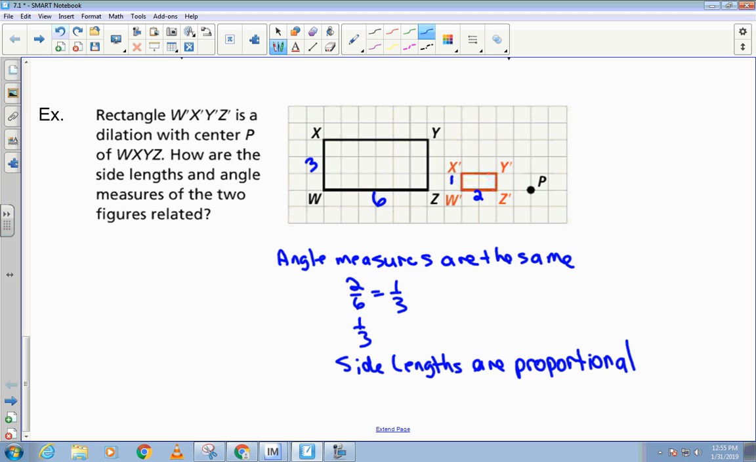Now, remember, we said that you can compare the side lengths, but you also should be able to compare their distance from the center of dilation. So let's say I use Z and Z prime, okay? Z prime is 2 units from the center of dilation, and Z is 1, 2, 3, 4, 5, 6 units, right? That's still 1/3. So whether you look at the side lengths or their distance from the center of dilation, they should all be the same ratio.